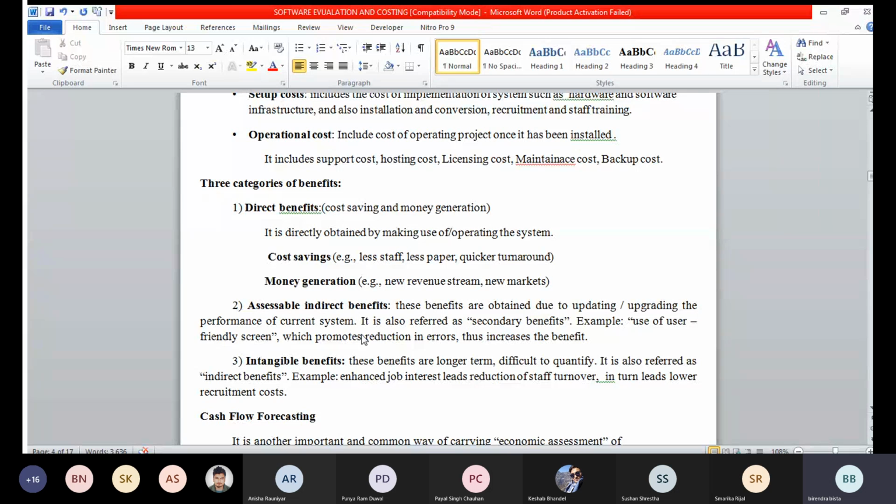So what we do is we add up the cost and subtract that from the benefit, or we add up the benefit and subtract the cost. If that value is positive, and if we are comparing three different projects, the one with the higher value will be selected. That is the conclusion we can give.